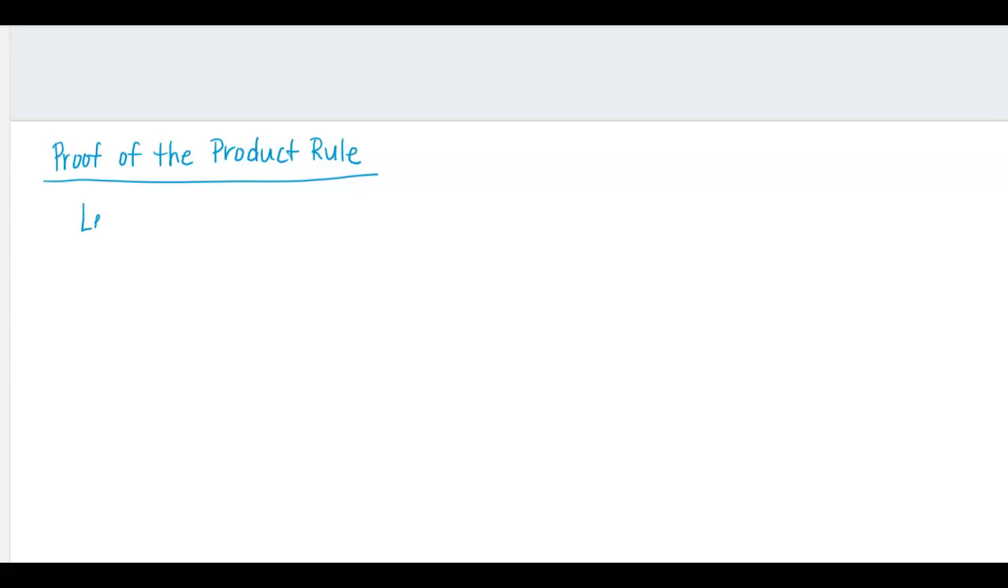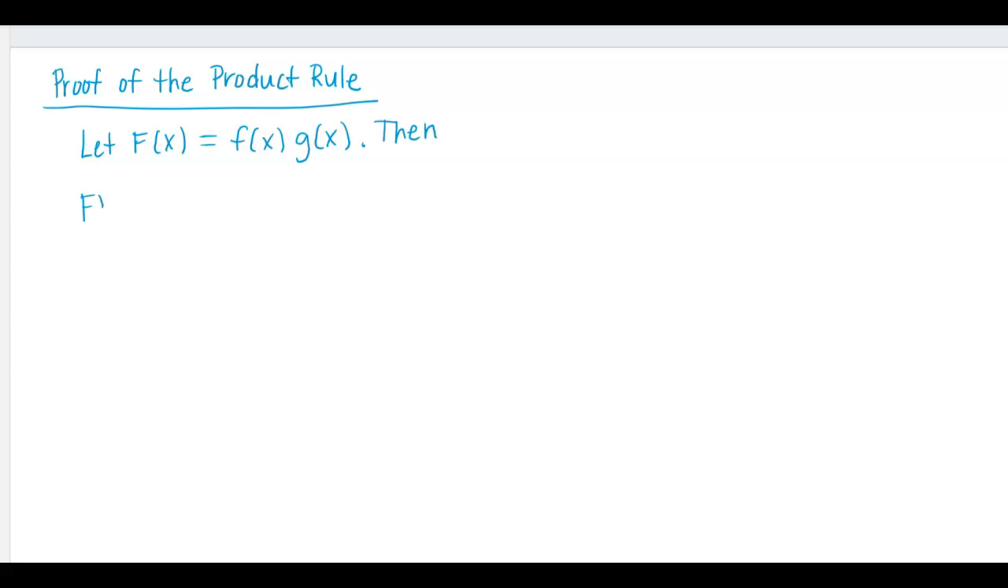Let's start like we did in the example with a function capital F of x that is defined to be two functions that are multiplied together. Then when we want to take the derivative of that function, just going back to our original definition of a derivative, we'll take the limit as h goes to 0 of capital F of x plus h minus F of x over h.